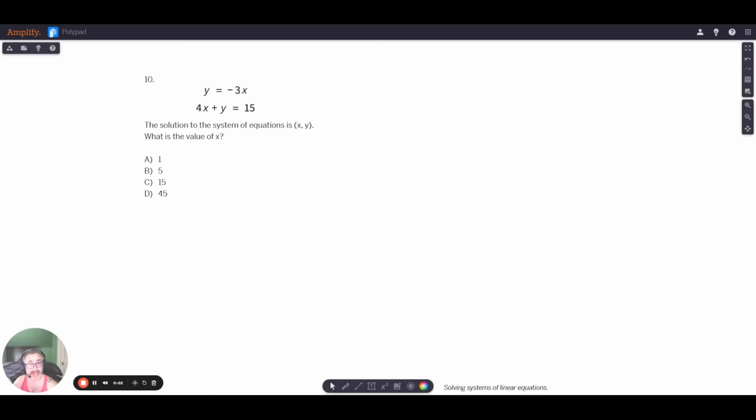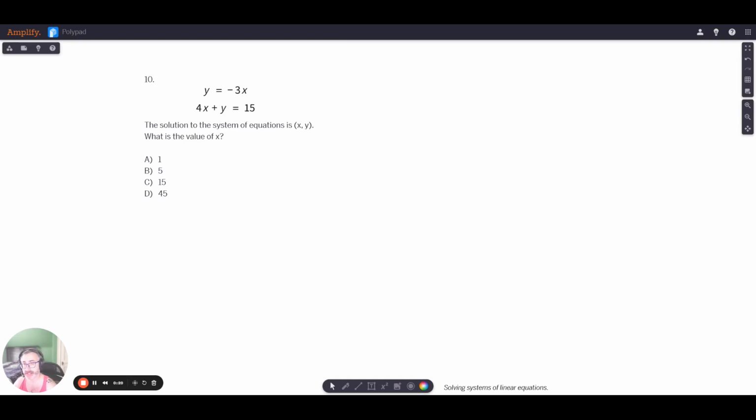Question 10 is an algebra question about solving systems of equations. Let's take a look. y is equal to negative 3x. 4x plus y is equal to 15. The solution to the system of equations is (x, y). What is the value of x?